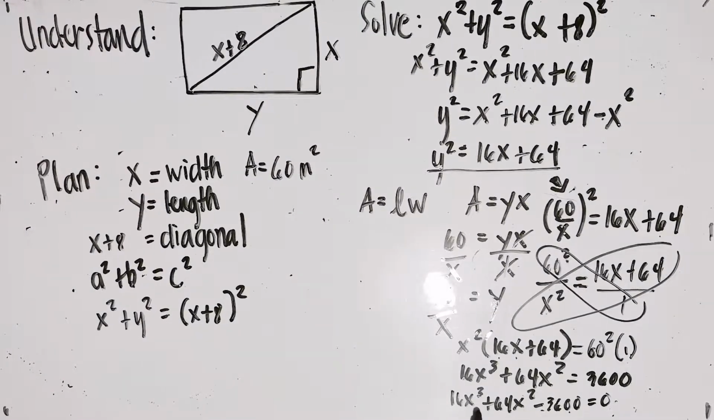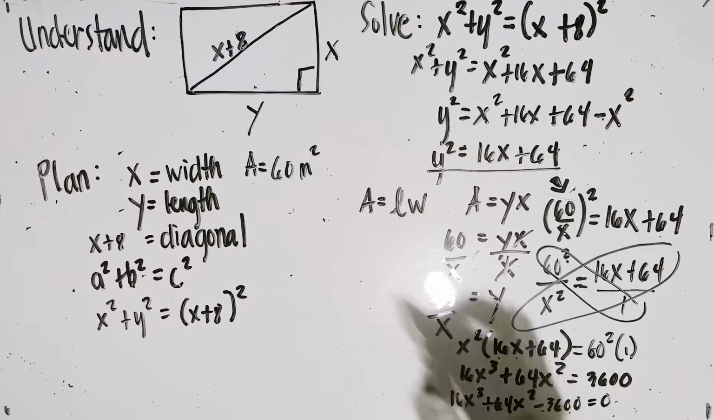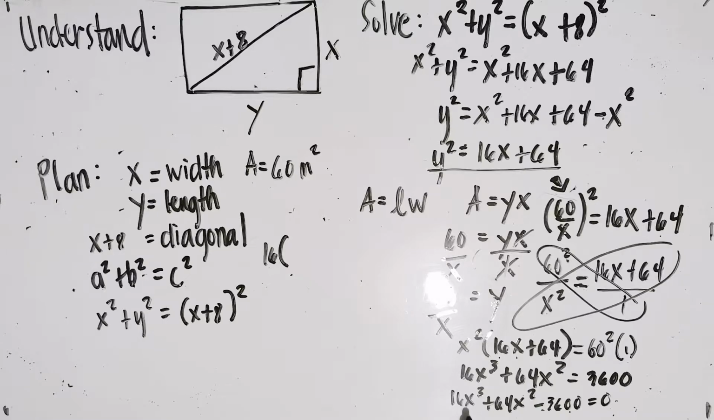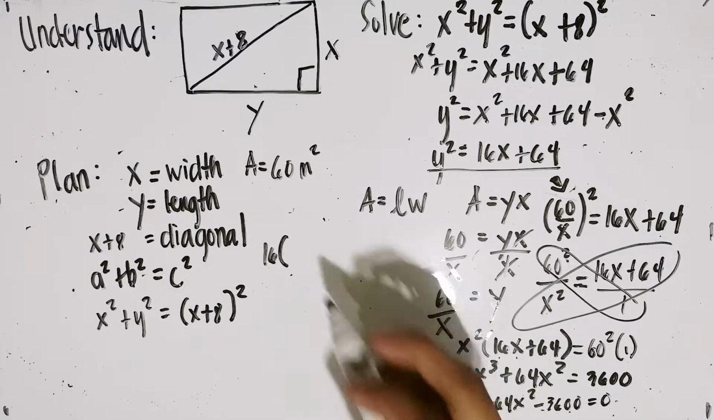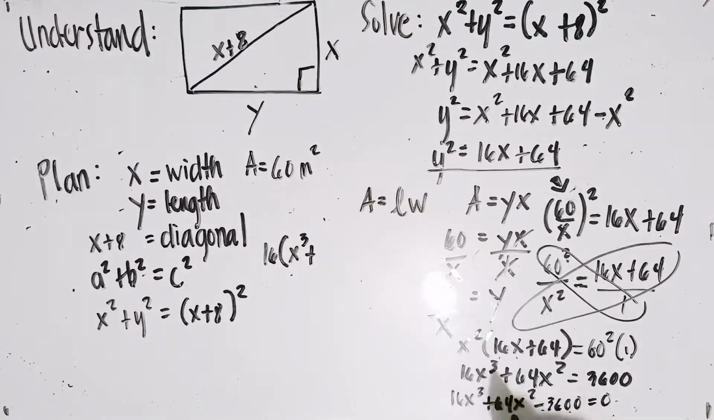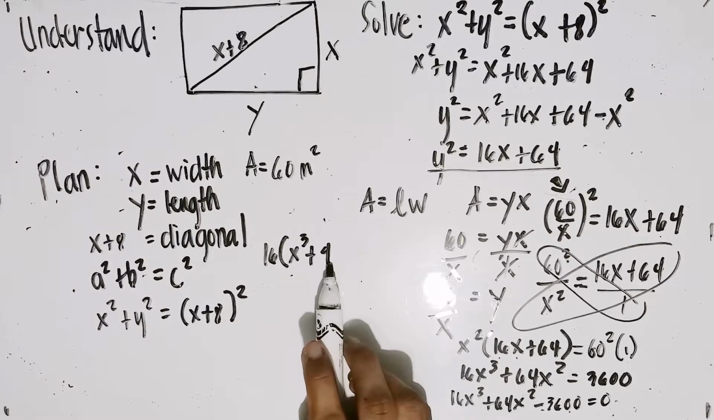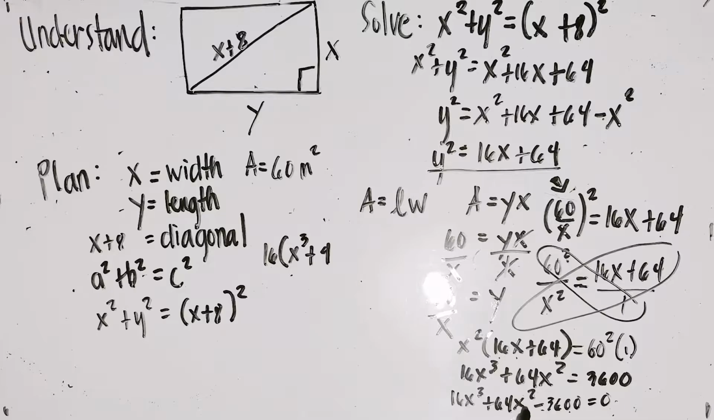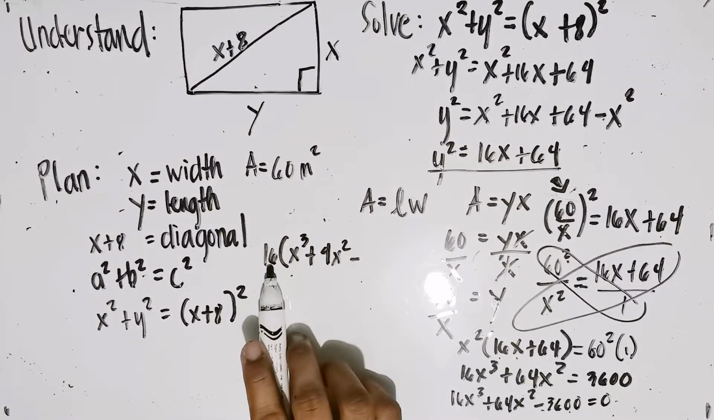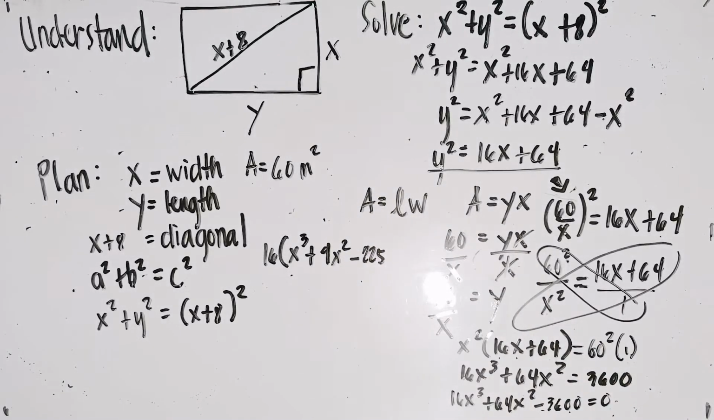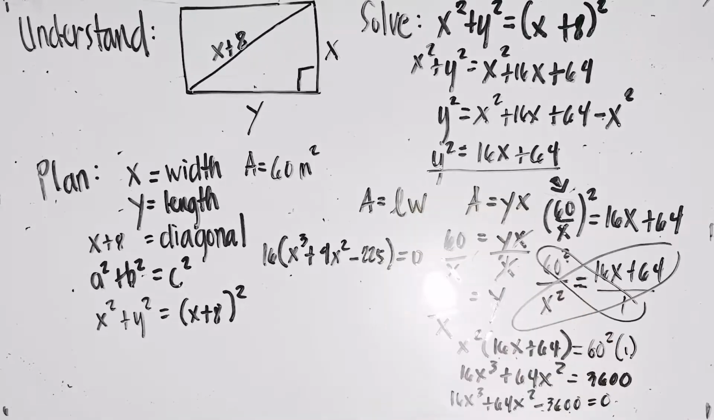Now, we will factor out this trinomial. The common factor of these three terms is 16. So we have 16. Then what is left on this 16x cubed is x cubed. So that is written inside. Plus 64 divided by 16 is 4. So what is left of 64 is now 4. So to check, 16 times 4 is 64. And then write x squared minus 3,600 divided by 16, that is equal to 225. To recheck, 225 times 16 is 3,600. Close that one, and that is equal to 0.